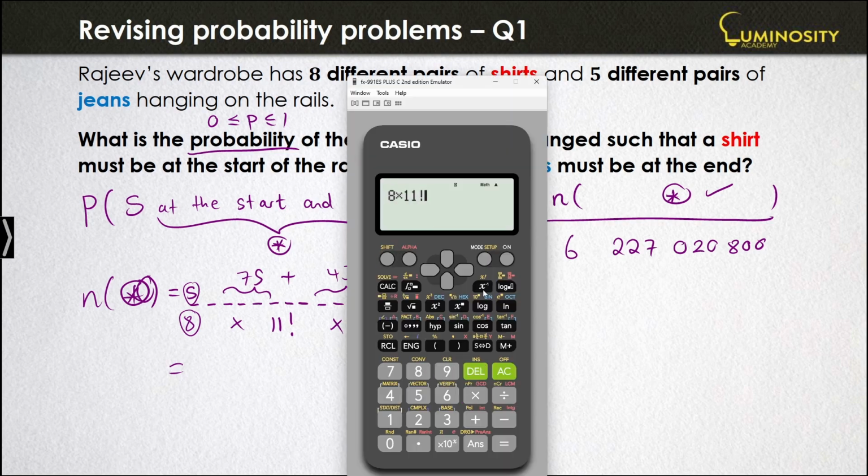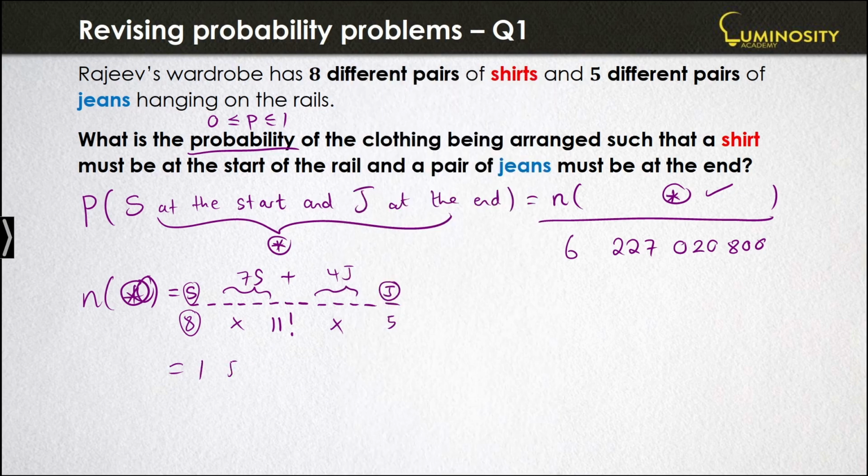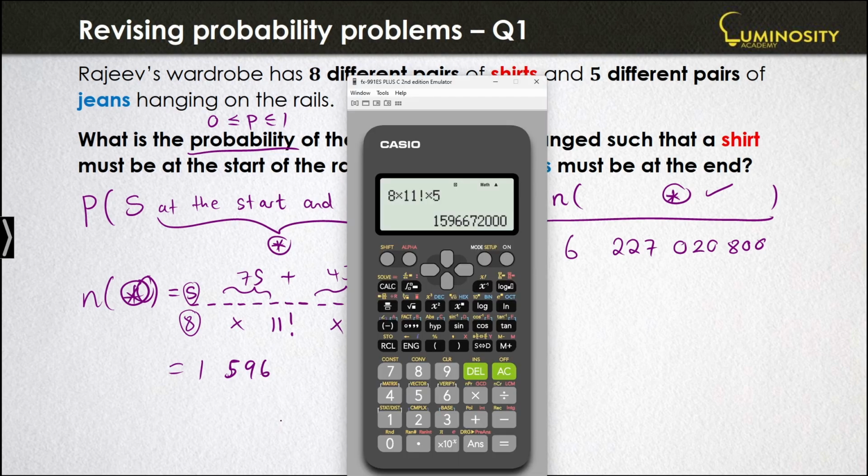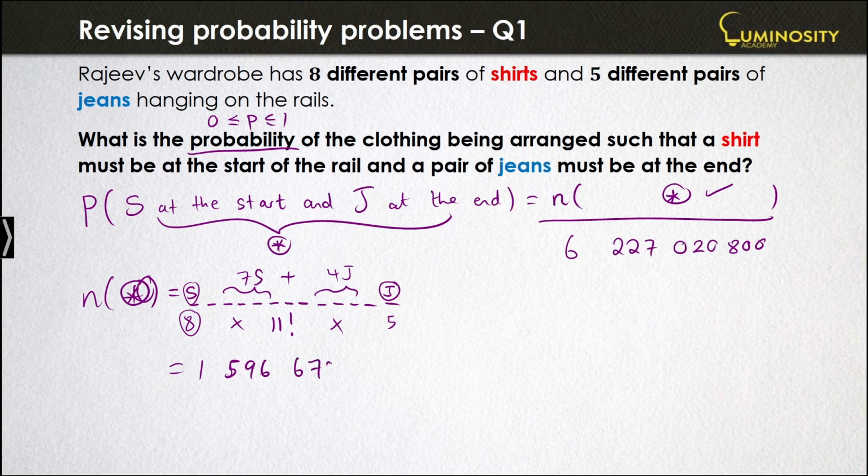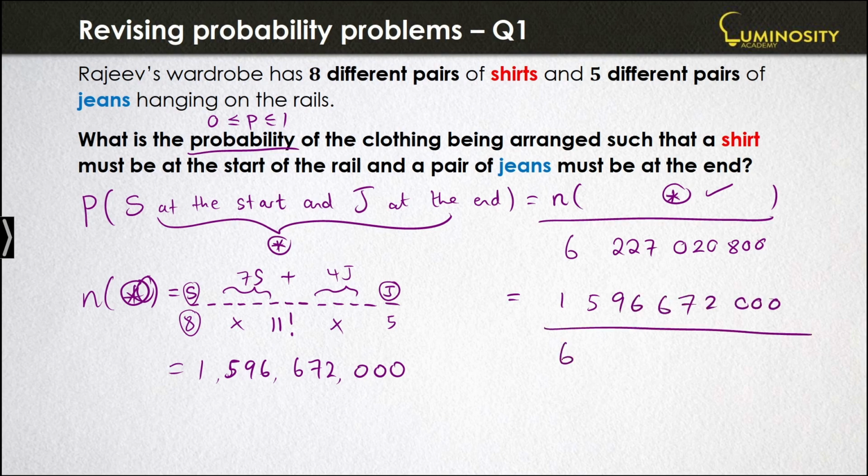So I get 8 times 11 factorial times 5, and that's equal to 1,596,672,000. Okay. So again, a very small number compared to the total number of ways. So therefore the probability is finding the ratio of these two numbers. If I do this division, let's check what we will get.